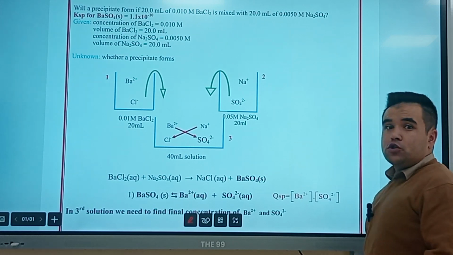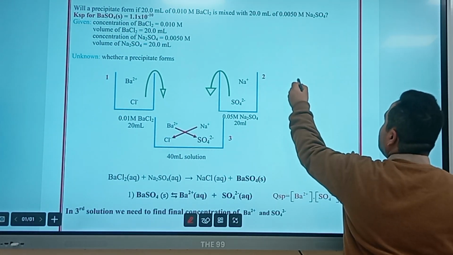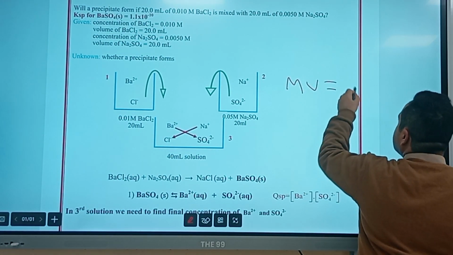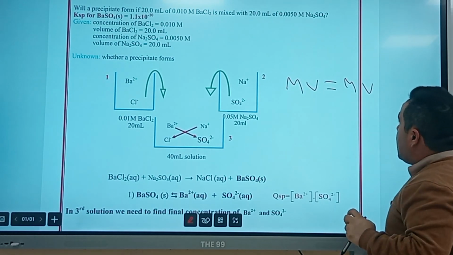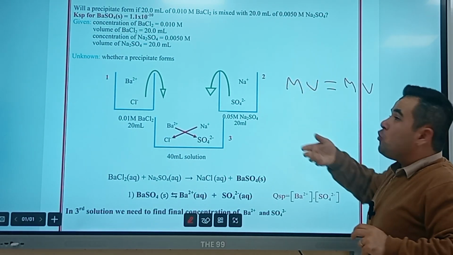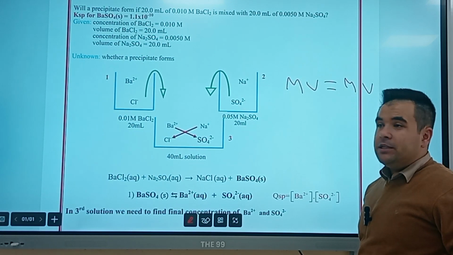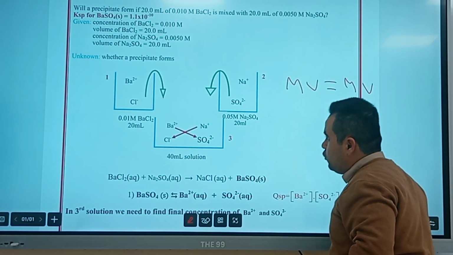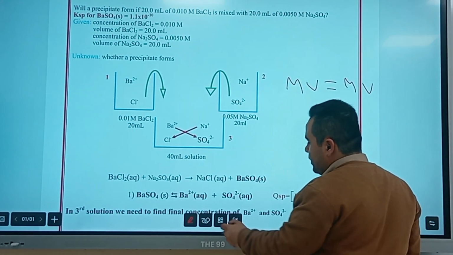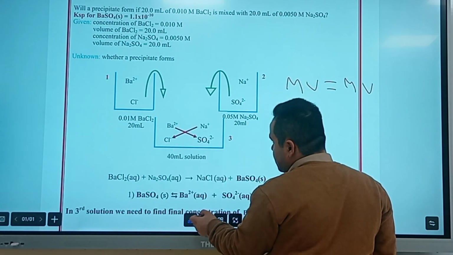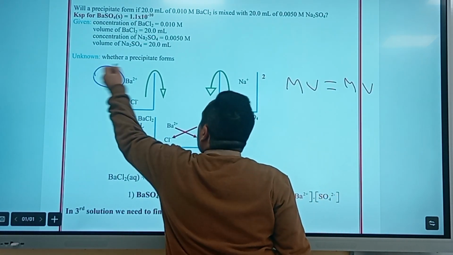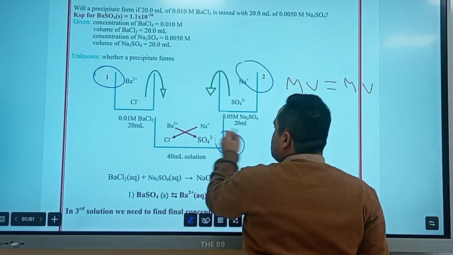Guys, for solving these questions, we use the technique of MV equals MV. MV of one of the solutions equals MV of the other. We'll be able to calculate the molarity of the unknown ion in the solution, the one whose molarity is unknown. Guys, the solution 1, 2, and solution 3.